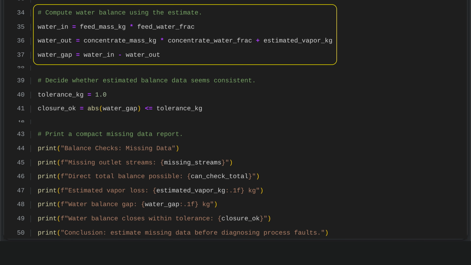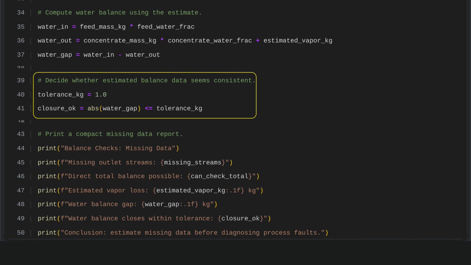To check the water balance, compare the water entering with the water leaving the system. The input is found from the feed mass and its water fraction, while the output comes from the water in the concentrate plus the vapor, assumed to be pure water. The difference between these amounts shows any imbalance and helps judge the vapor estimate and overall consistency.